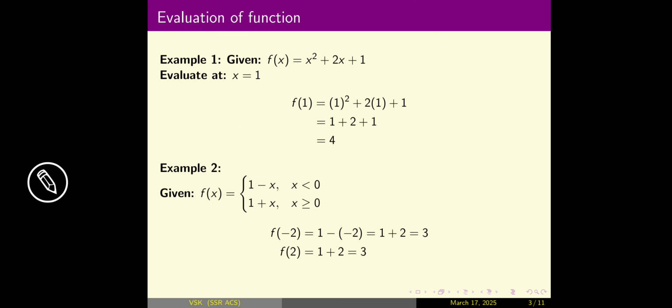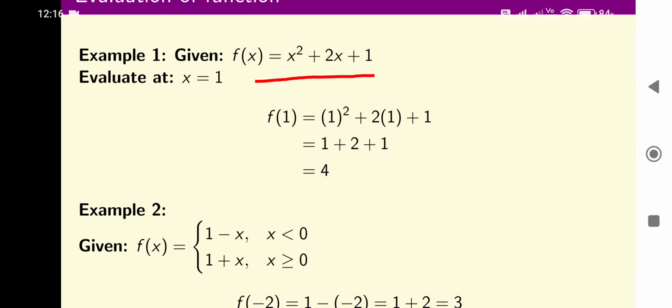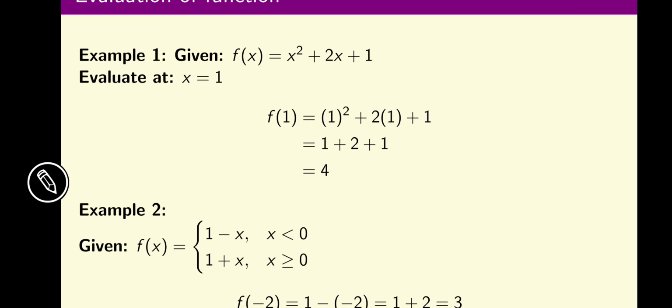Let us see this first example. Here the function is given as x square plus 2x plus 1 and we have to find its value at x is equal to 1. So simply put x is equal to 1 in this function and we get the answer as 4.